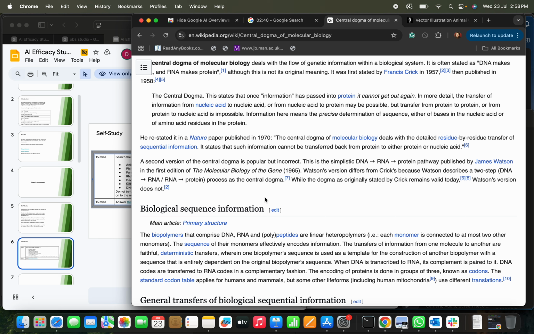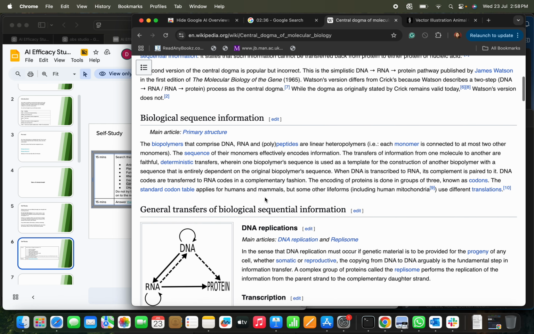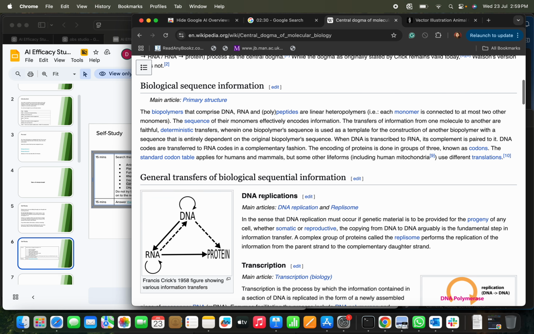Because Watson's has two steps, DNA to RNA, with the central process as a central, while the dogma as stated remains valid today. Watson's version does not. Sorry. The biopolymers that comprise DNA and RNA are linear heteropolymers. I don't know what linear heteropolymers are.